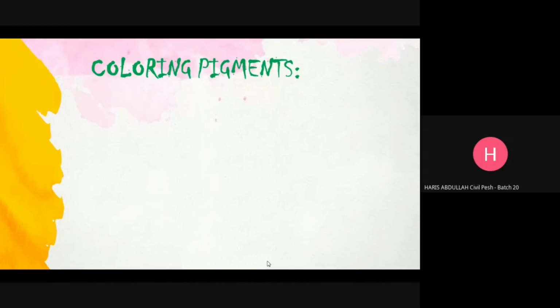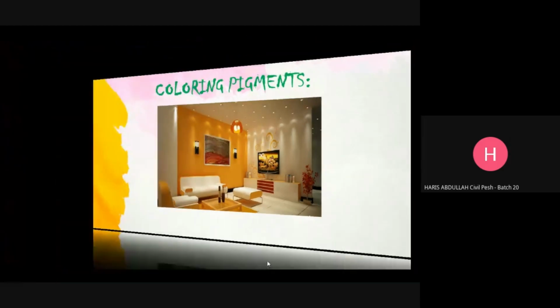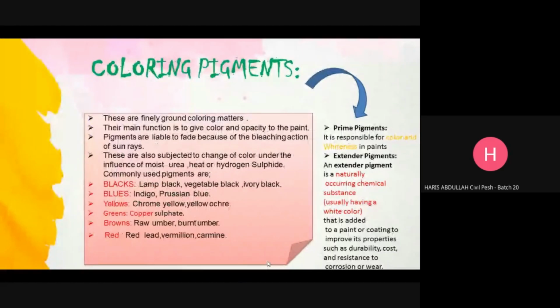Now let's move toward the coloring pigments. As you can see in this picture, we have a lot of colors, and in the background you can see the wall and a painting on it. From where has this orange color come, the orange color that we desired? A pigment is a coloring material added to the above components in order to impart a desired shade and color.